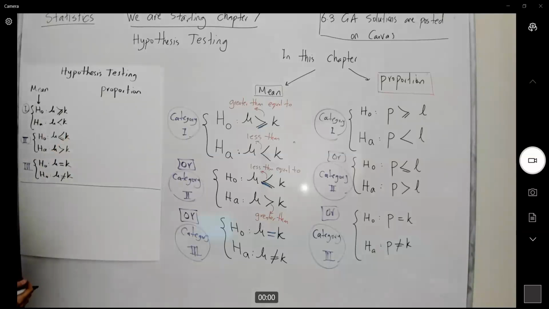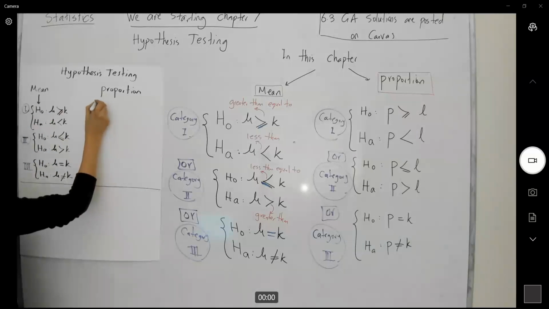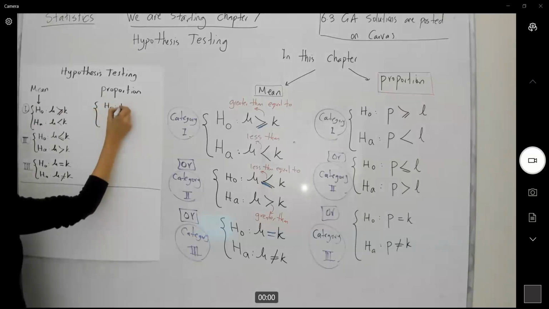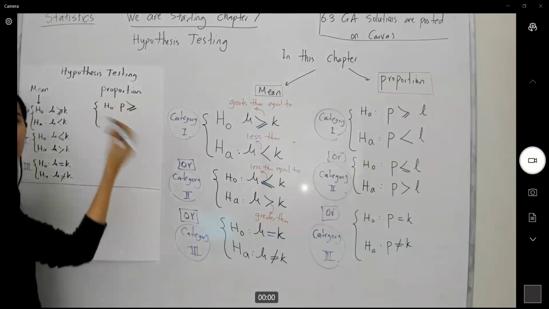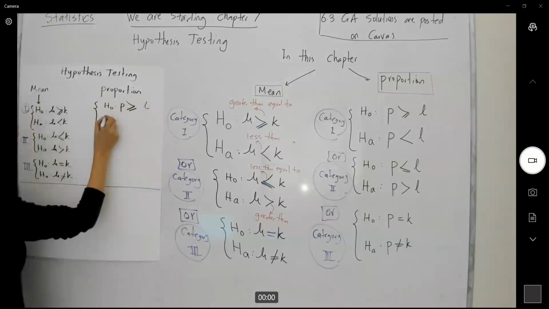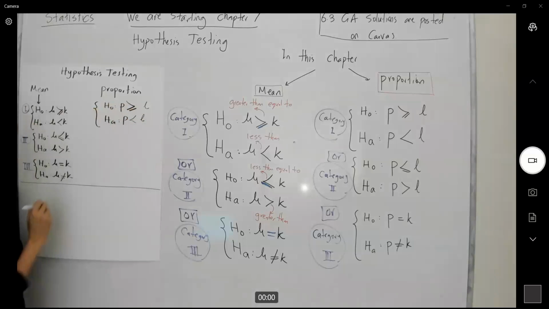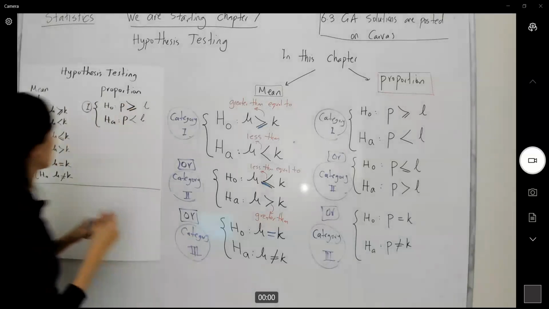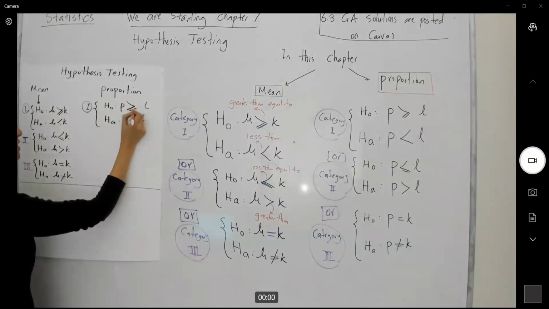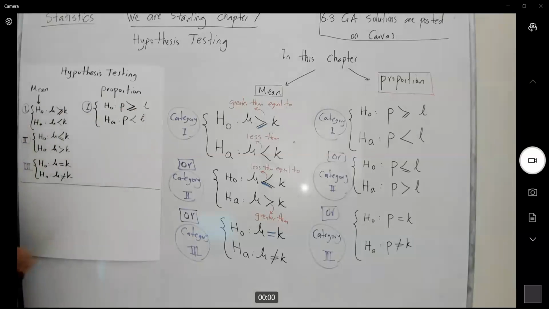What about proportion? If we have proportion, it means that we have to change the mean to p. So our first category says null hypothesis: p, or proportion, is greater than or equal to a number like L. Alternative hypothesis: p, or proportion, is less than L. This is your first category. Again, emphasize equality.